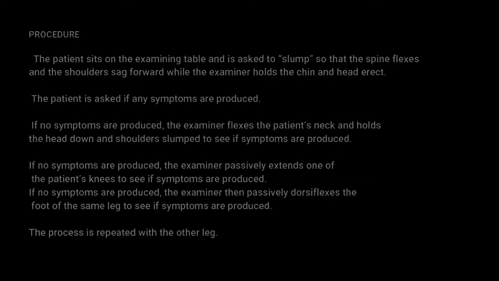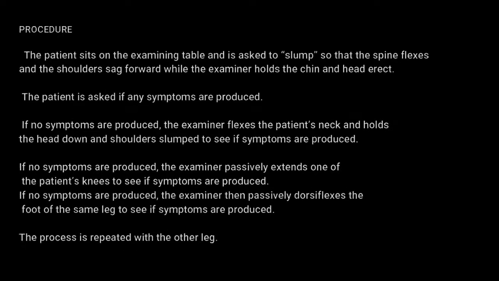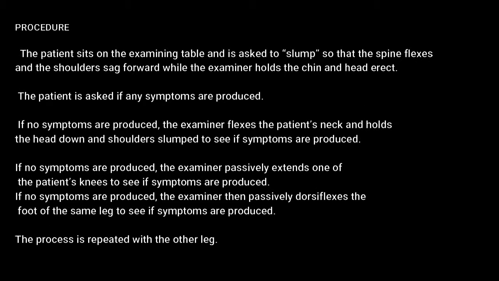Test for neurologic involvement. Slump test. The patient sits on the examining table and is asked to slump so that the spine flexes and the shoulders sag forward while the examiner holds the chin and head erect. The patient is asked if any symptoms are produced. If no symptoms are produced, the examiner flexes the patient's neck and holds the head down and shoulders slumped to see if symptoms are produced.